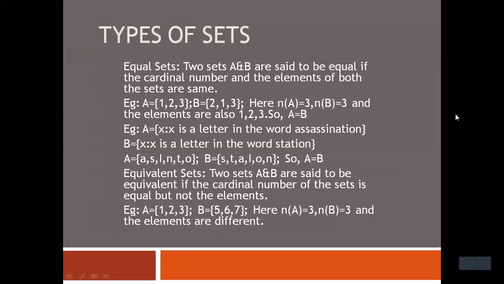Now, equivalent sets. Two sets A and B are said to be equivalent if the cardinal number of the sets is the same but not the elements. Example, set A is equal to {1, 2, 3} and set B is equal to {5, 6, 7}. Here n(A), the cardinal number of set A, is 3, and n(B), the cardinal number of set B, is also equal to 3. But the elements are different. So that's why A and B are called equivalent sets.